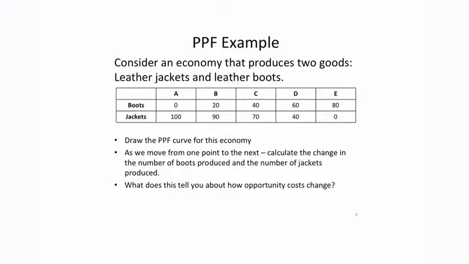So let's look at a numerical example here. Let's consider an economy that produces two goods, leather boots and leather jackets. Here we have the combination of production points of boots and jackets and the allocation of resources to the production of each of them. We want to be able to draw the PPF curve based on these numbers, calculate the change in the number of boots and the number of jackets as we move from one point to the next, and understand what this tells us about opportunity cost.